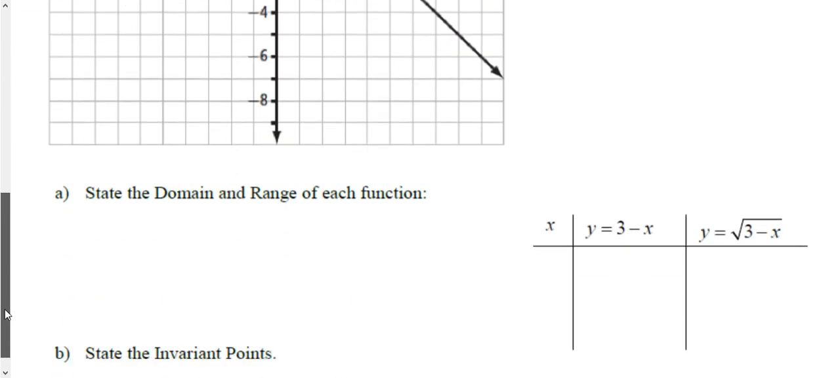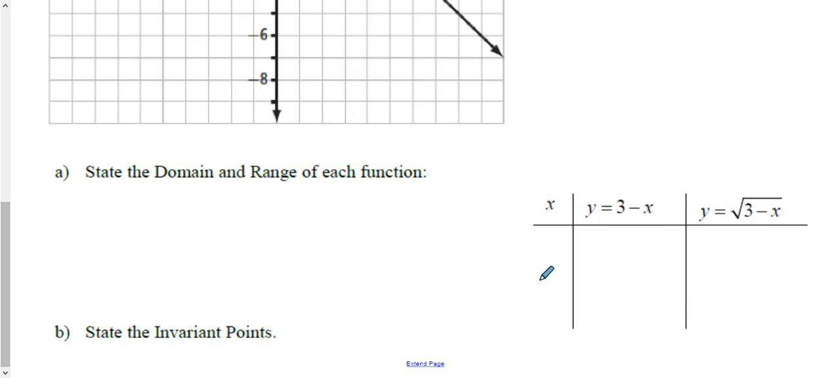It's asking you to state the domain and range for each function and to figure out a few coordinates on our table of values here, then state any invariant points that you may have. So for our straight line, y equals f of x, we have our domain and range. In this case, we've been doing set notation, so I'm going to switch over to interval notation for this one here.